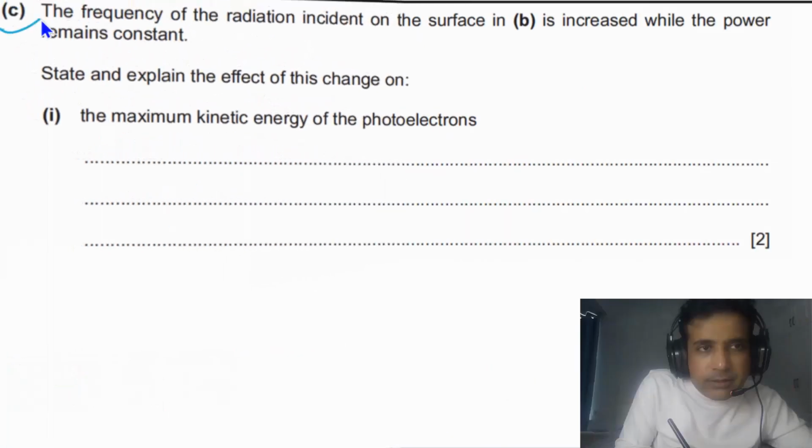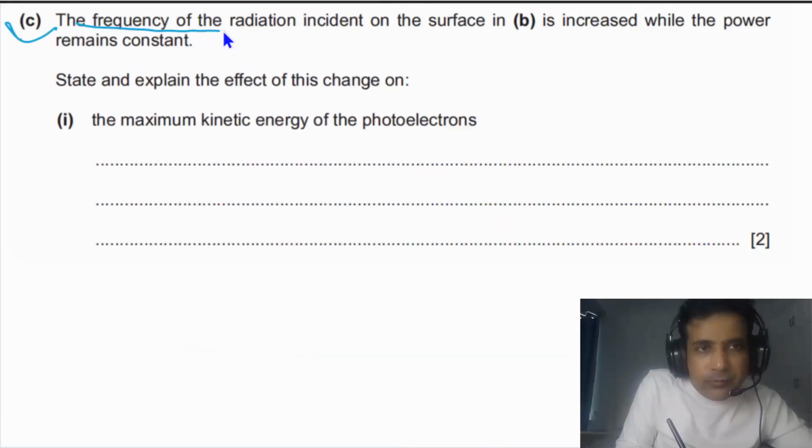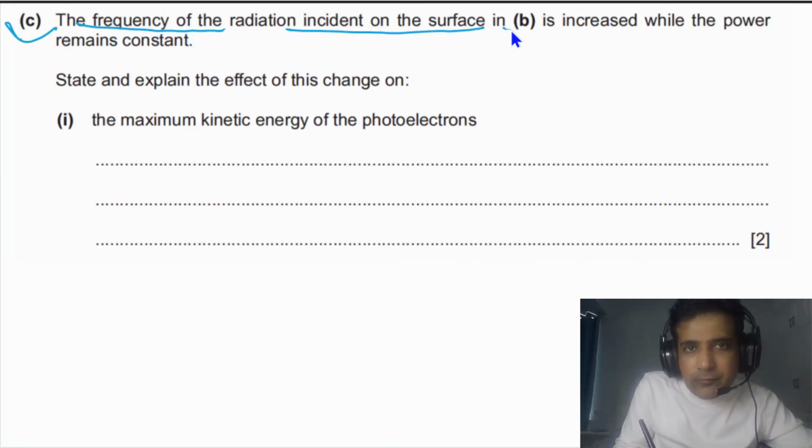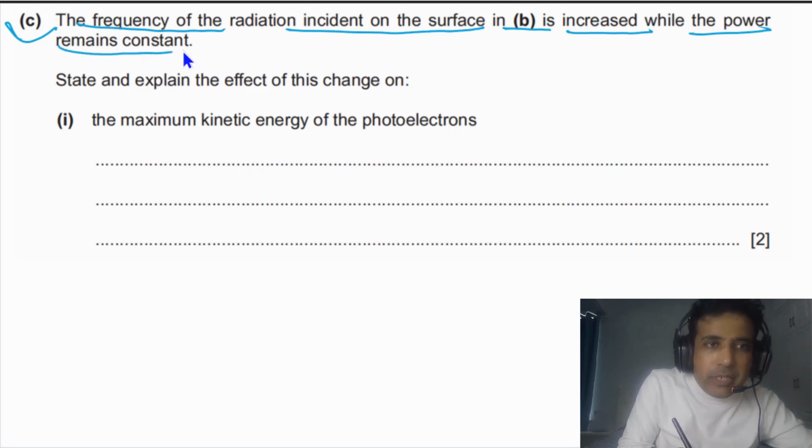For part C, it is given to us that the frequency of the radiation incident on the surface in B is increased while the power remains constant.